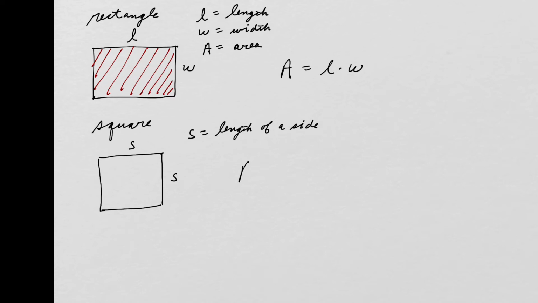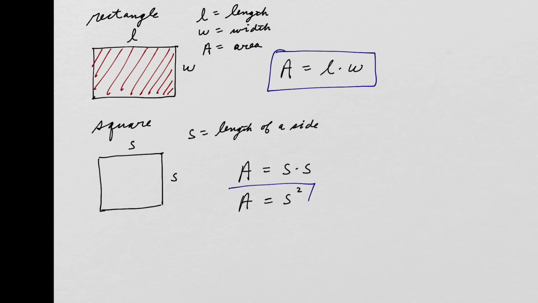So the area for a square is simply length, which is S, times width, which is S, but then we can write that as S squared, right? Because it's S times S. So this is for a rectangle, this is for a square. What about a triangle?